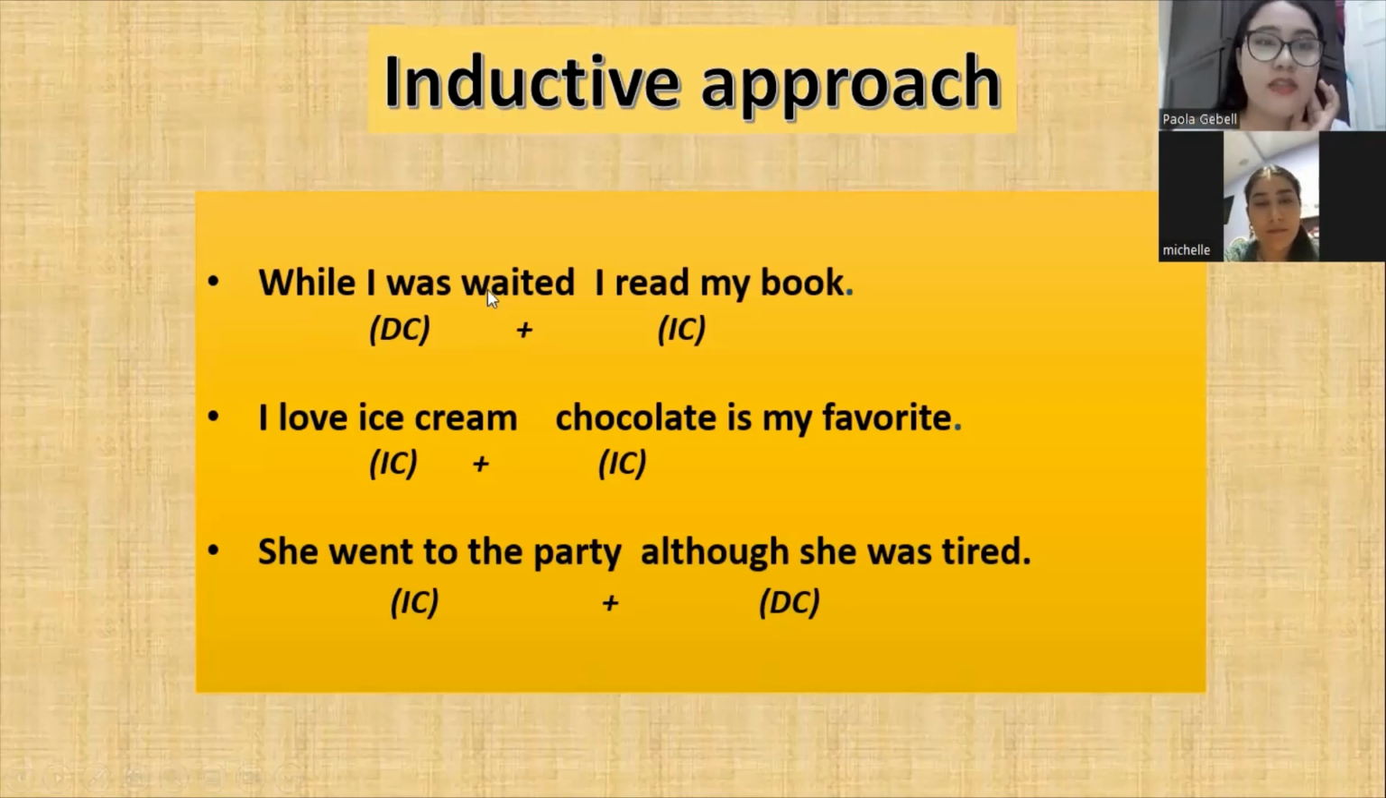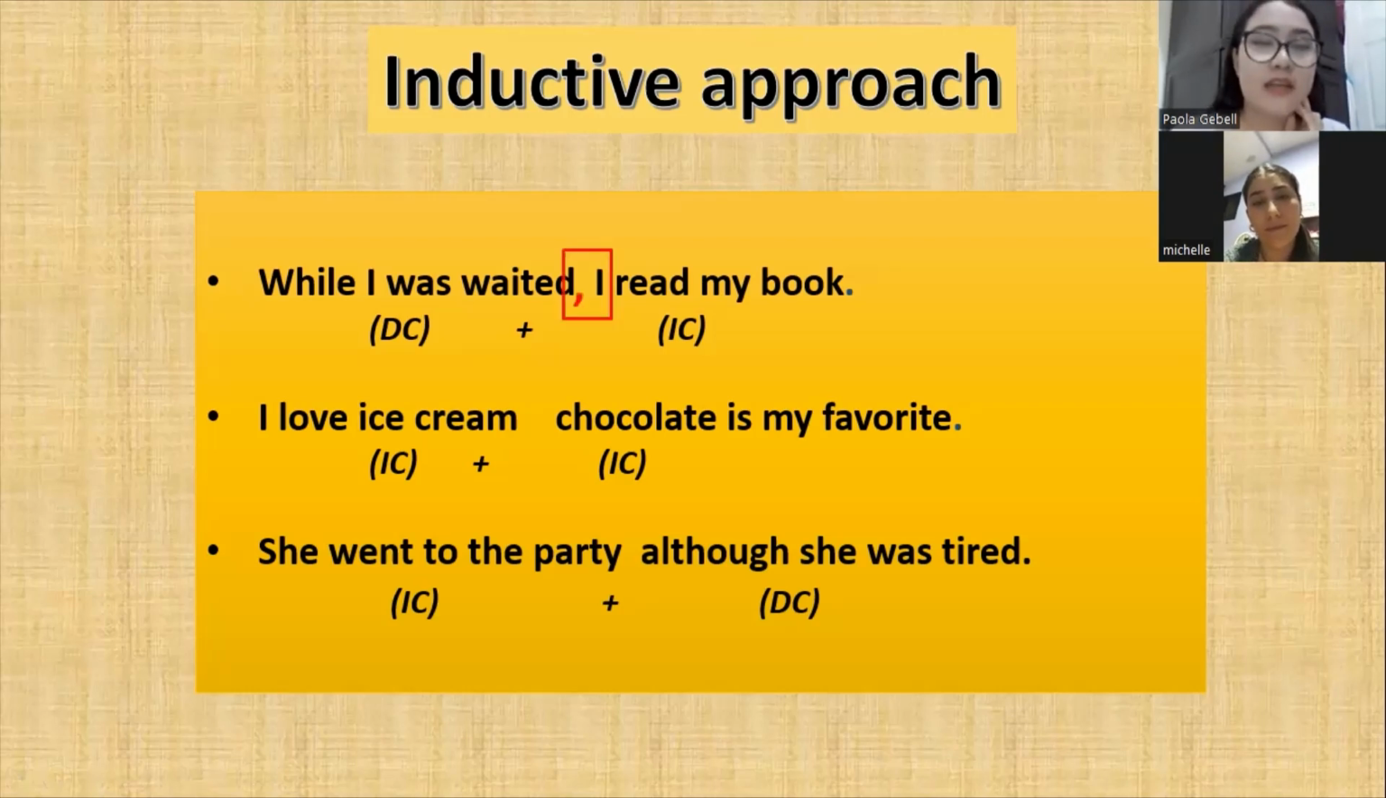Yes, as you can see, Michelle, here we have a dependent clause and an independent clause. What do you think, where do we have to put the comma or semicolon? We have to use a comma or semicolon here, and where? Mm, I think in this case, we need to put a comma before the subject I. So it's like, while I was waiting, comma, I read my book.